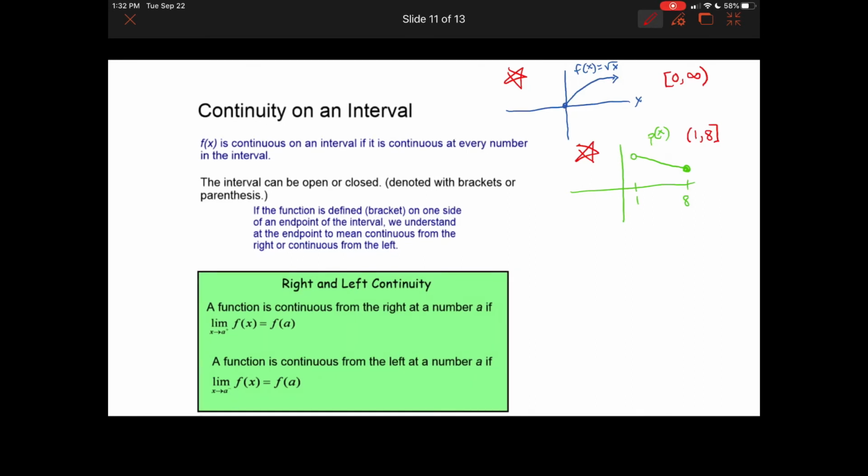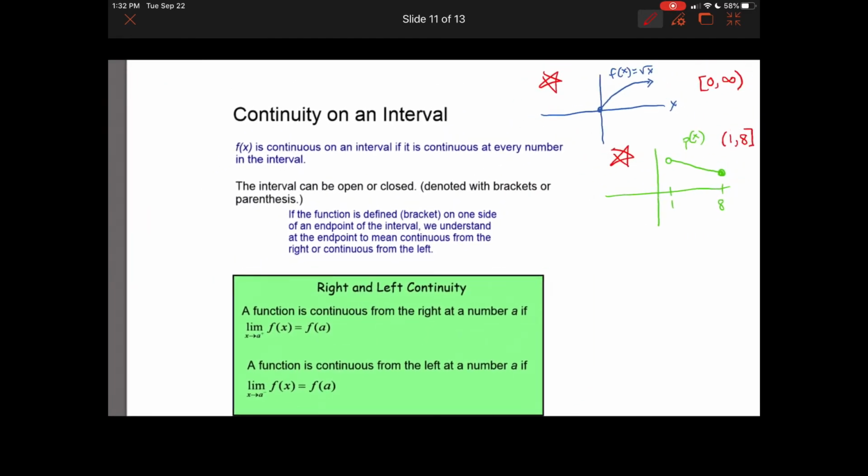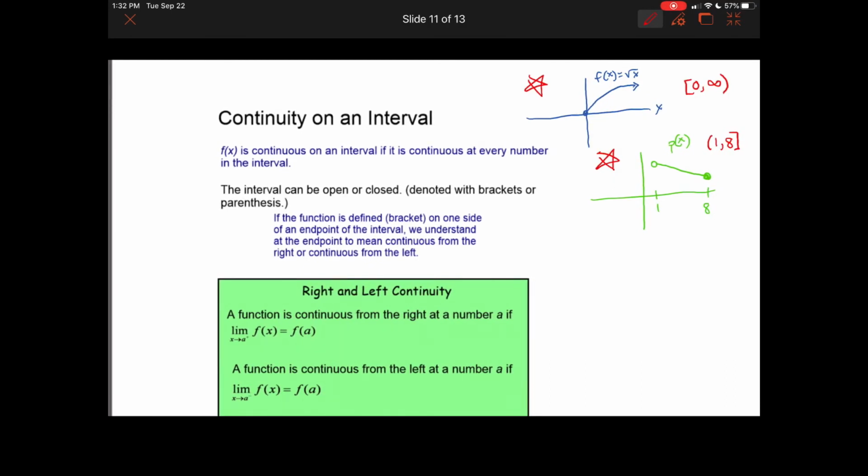Now, if I look at right versus left continuity, I could go and reference my f of x graph above for my right.